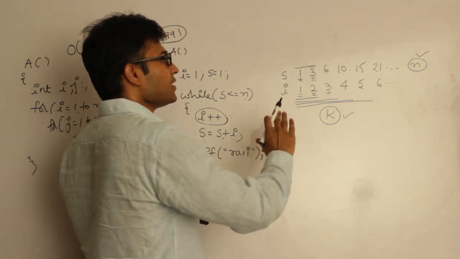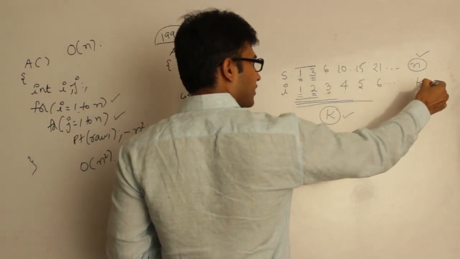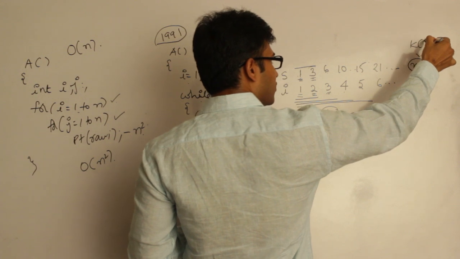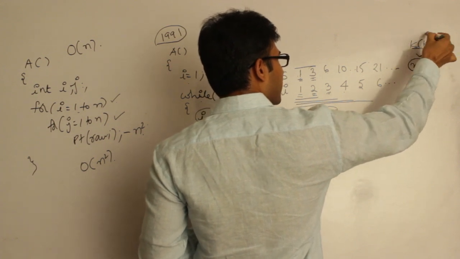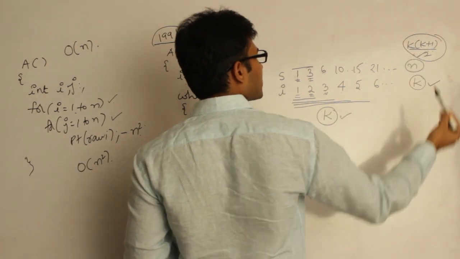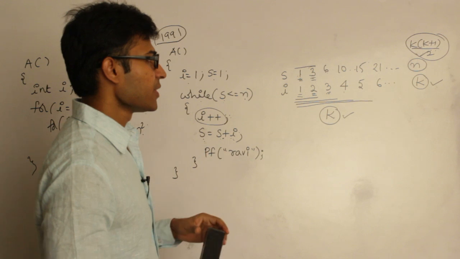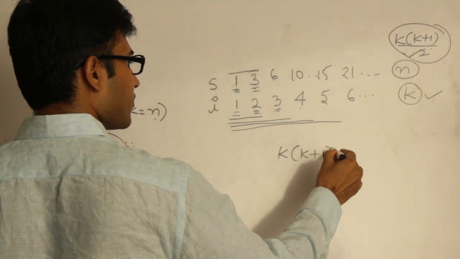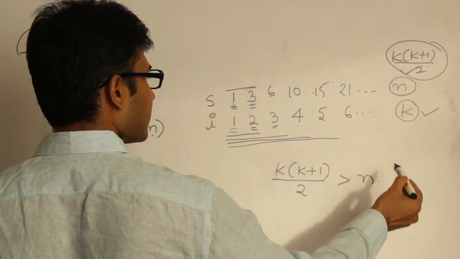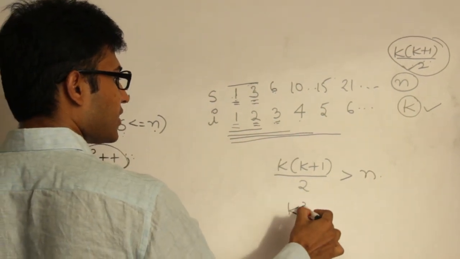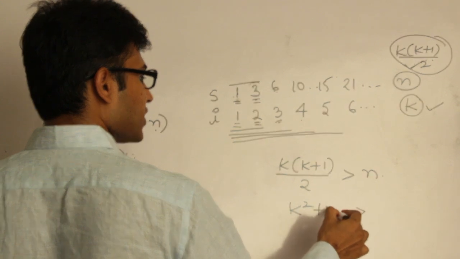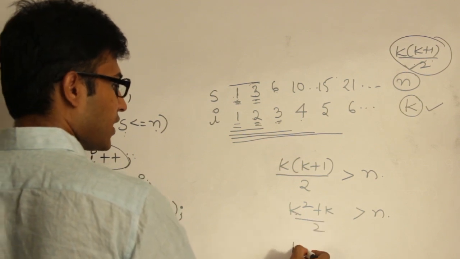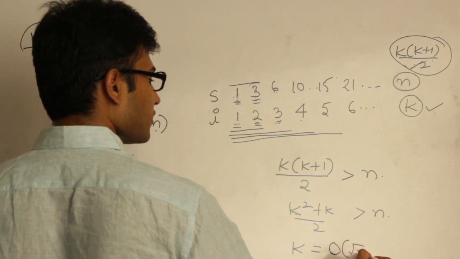Which means by the time I reaches k, the s value will be the sum of the first k natural numbers, which is k into k plus 1 by 2. Now if this loop has to stop, then k into k plus 1 by 2 has to be greater than n. So from this equation it is clear that this side I will get a function in terms of k square plus k by 2, and this side I get a function of n, which means the number of times I gets executed, that is k, is actually order of root n.